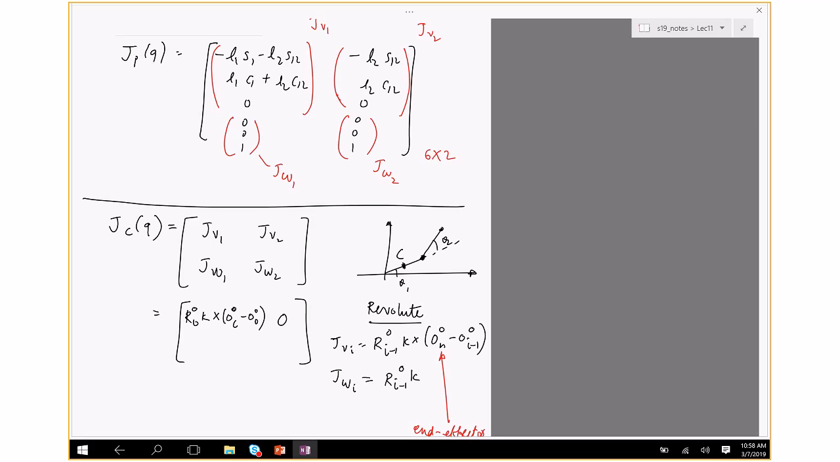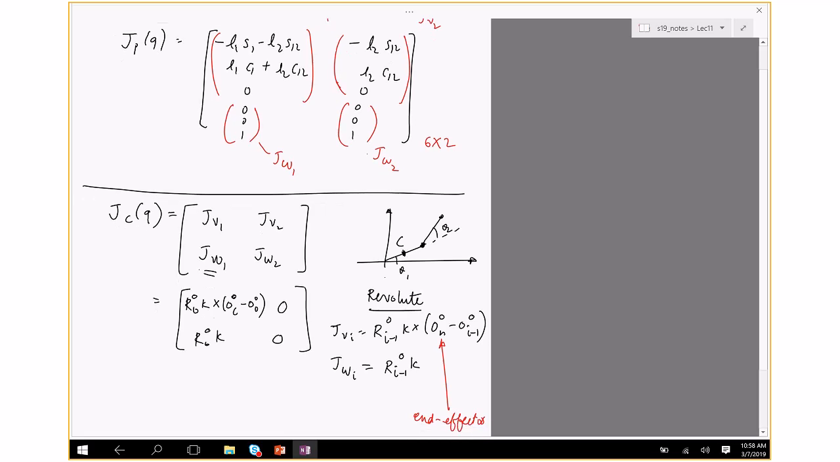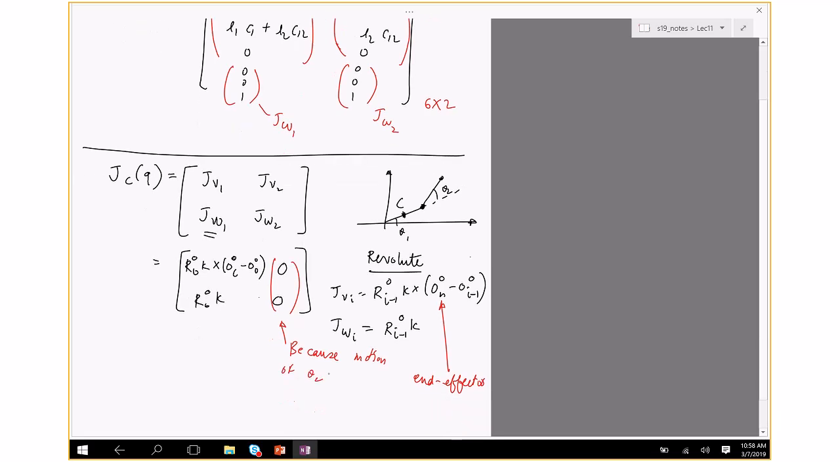Okay, next let's move to J omega 1. Here again we're trying to find the angular velocity of point C when there's unit motion in theta 1 dot and no motion in theta 2. You got to use that formula. That's R00 K. And again, same thing. If theta 2 dot moves, but theta 1 dot does not move, C will not move. And clearly the angular velocity of C is going to be unaffected. So that's going to be 0. This is because motion of theta 2 does not lead to motion of C.